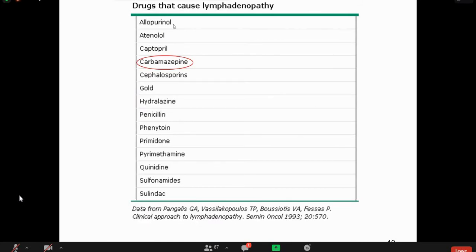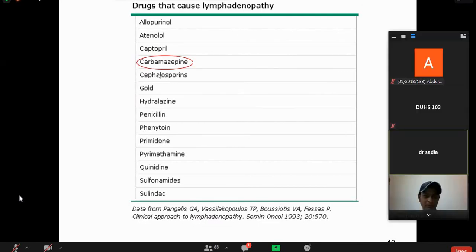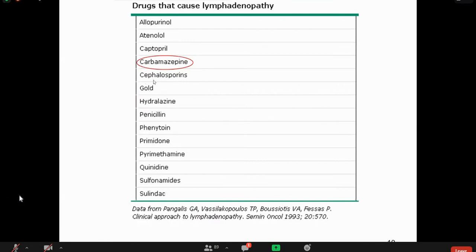Allopurinol is an anti-gout drug. Atenolol is a beta blocker. Captopril is the ACE inhibitor. Carbamazepine is an anti-epileptic. Cephalosporins are a group of antibiotics. Gold is basically used in the treatment of rheumatoid arthritis, but due to its nephrotoxicity, it is not prescribed as much these days. Hydralazine, a drug which is used in treatment of acute coronary syndrome. Penicillin, a famous group of antibiotic. Phenytoin is an anti-epileptic.